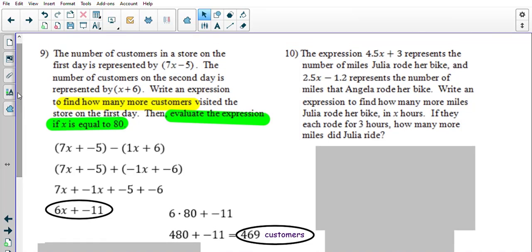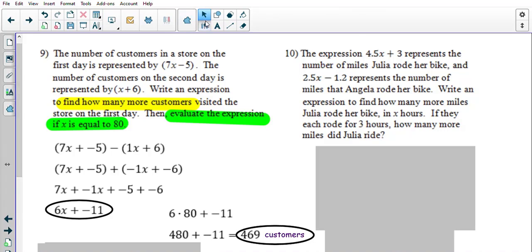The expression 4.5x plus 3 represents the number of miles Julia rode her bike, and 2.5x minus 1.2 represents the number of miles that Angela rode her bike. Write an expression to find how many more miles Julia rode her bike in x hours. If they each rode for 3 hours, how many more miles did Julia ride?